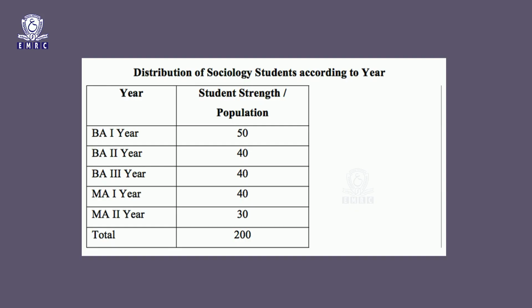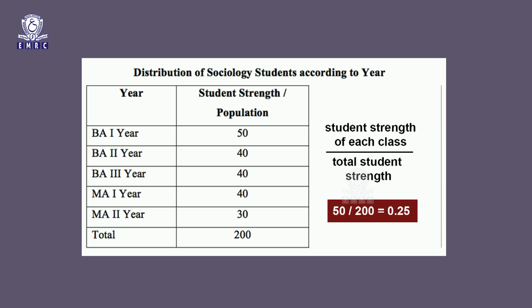Suppose the students in SWIM program or courses has been shown in the table. The students enrolled in BA first year are 50, in BA second year there are 40 students, and the students enrolled in BA final year are 40, and the students who are enrolled in MA first year is 40 and MA final year is 30. So the total strength of sociology students is 200.